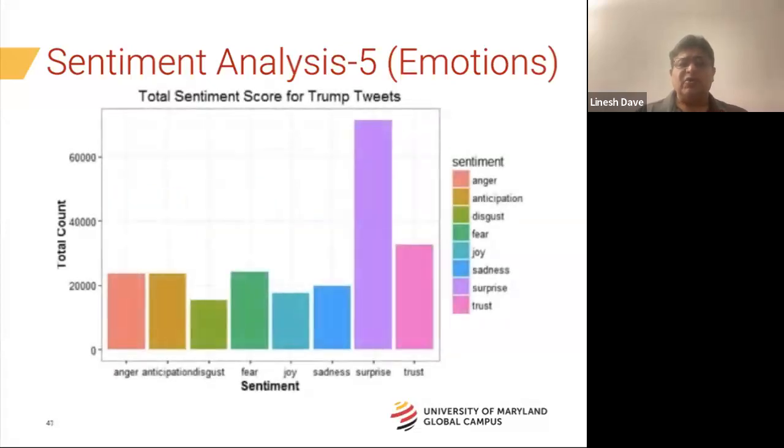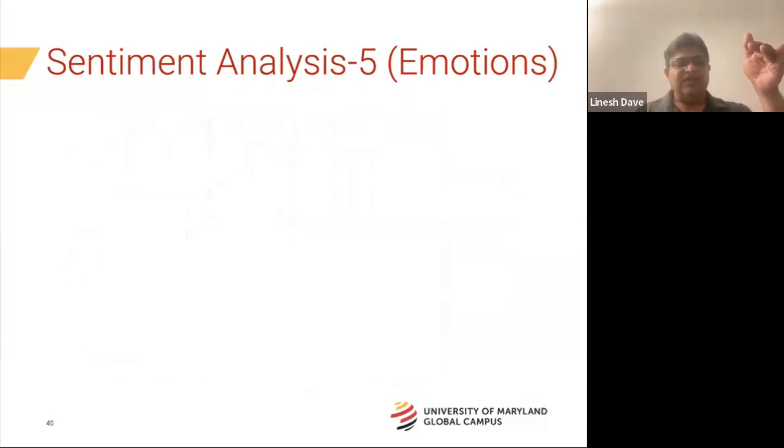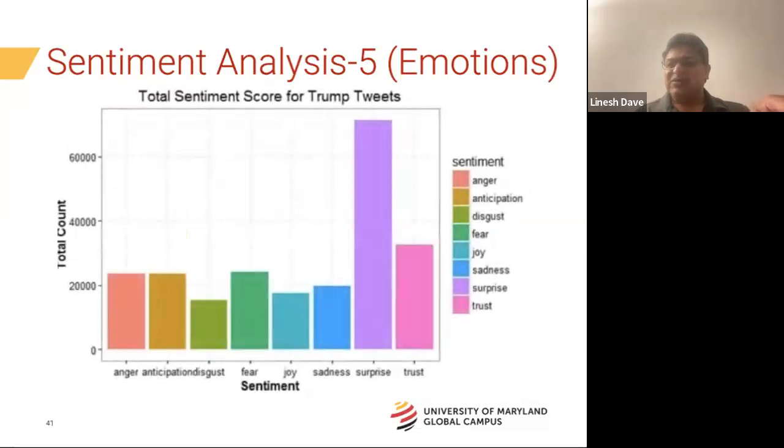As far as Trump goes, we saw that surprise was very high up there, followed by trust, which was a little lower than that. But again, look at the surprise bar there. And if you look at the axis, it is a little different. Here, the axis for Clinton goes only up to 35,000 or 40,000 or so, whereas here the axis is 60,000. So this surprise element was pretty high if you look at Trump's tweets.